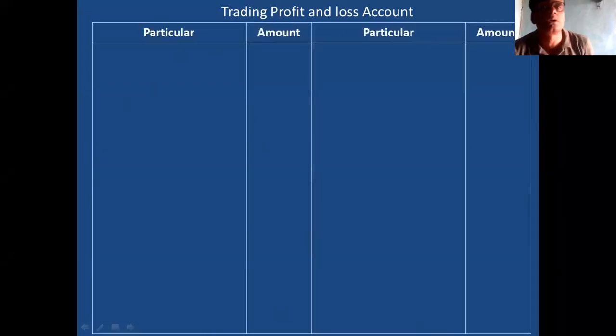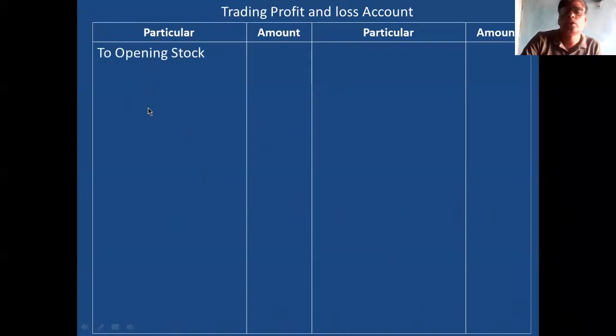What is the first item in the trading profit and loss account as per your single entry system? To opening stock. First you take opening stock, only opening stock, not opening balance. Remember this. You take the opening stock, not the opening balance. Opening stock of the branch.